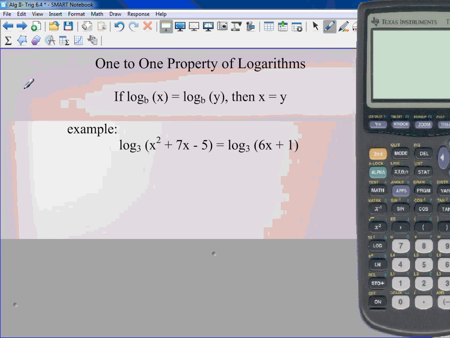Remember before we did, if I had 2 to the x equals 2 to the 5, what's x equal to? They had the same bases, they canceled out. You're just left with x equals 5. What do you notice here? They're both base b. The logs with the same bases cancel out. I'm left with x equals y. That's all I'm saying.